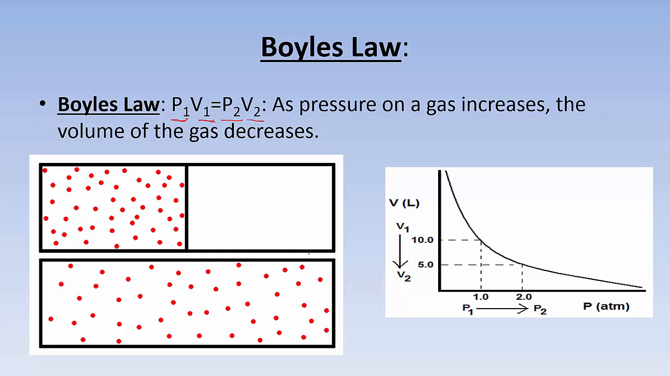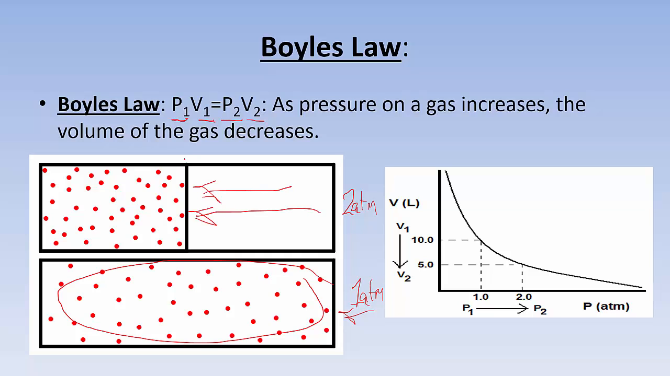Might not blow your mind, but here's an example. So here, let's say I have 1 atmosphere of pressure in this bottom example, and gas takes up this whole volume. Now, if I were to double the pressure, what would happen to the volume? Well, because we're pushing on it twice as much, it's going to take up half as much space, so the volume goes down. So here's a graphical representation of that. So 1 atmosphere would have a volume of say 10 liters. Well, if I were to double it, then the volume would be cut in half.